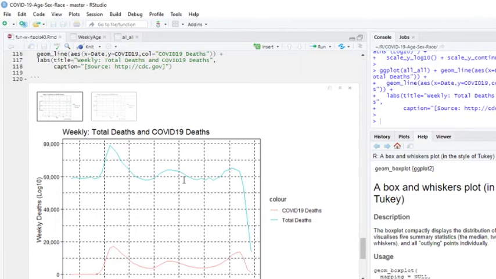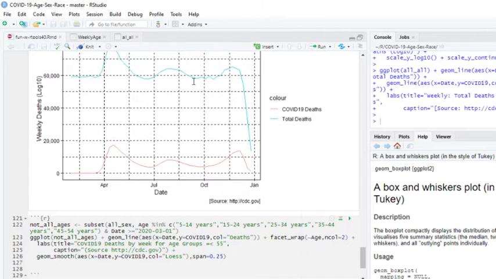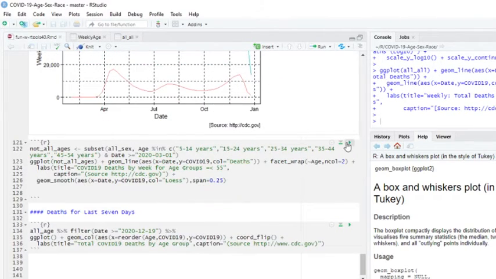So you can see here, this represents the total deaths, and this represents the COVID-19 deaths. You can still see a huge difference here, and you can see the total deaths are falling. Interesting, and you would expect flu deaths, for instance, to go up this time of year. What's this going to do here?